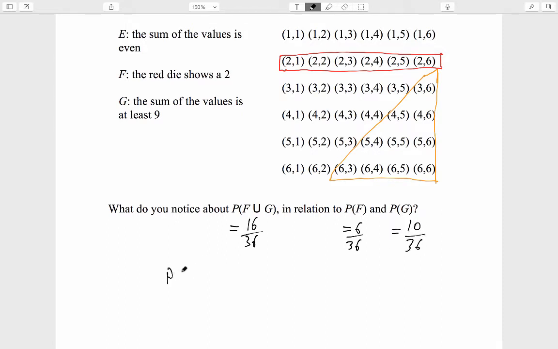Well, that's interesting because the addition rule said that the probability of F union G should equal the probability of F plus the probability of G minus the probability of the intersection of F and G. But there is nothing in the intersection here. This minus the probability of F intersect G is irrelevant, and sure enough, the probability of this union really is just the sum of the separate probabilities.